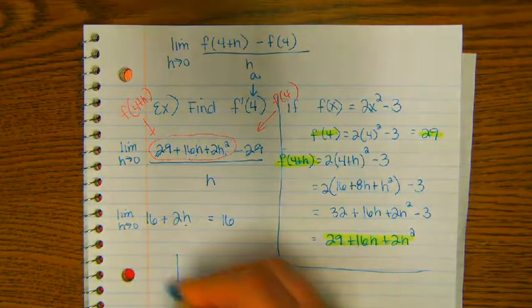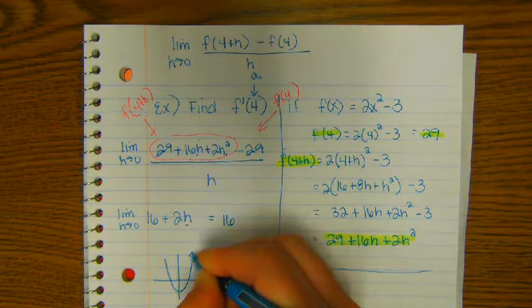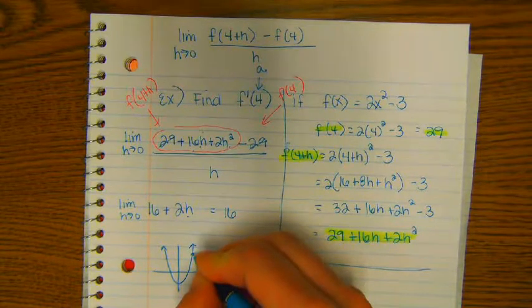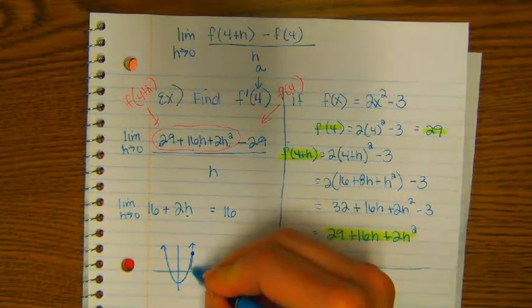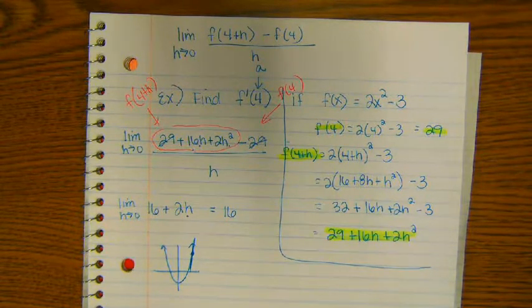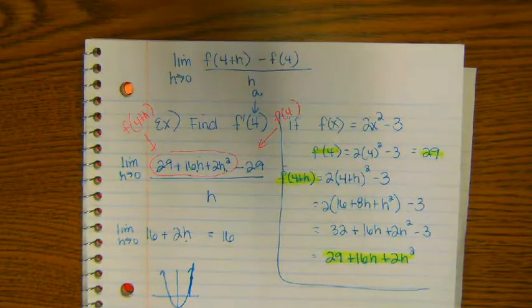So what I've just found is, if I were to graph this curve, I'll show you a sketch of what you just found. So here's the parabola 2x squared minus 3, okay? At the point 4, we'll say it's up here. At the point 4, this tangent line has a slope of 16. That's what I just found, the slope of that tangent. Okay? Questions so far on how I did that?